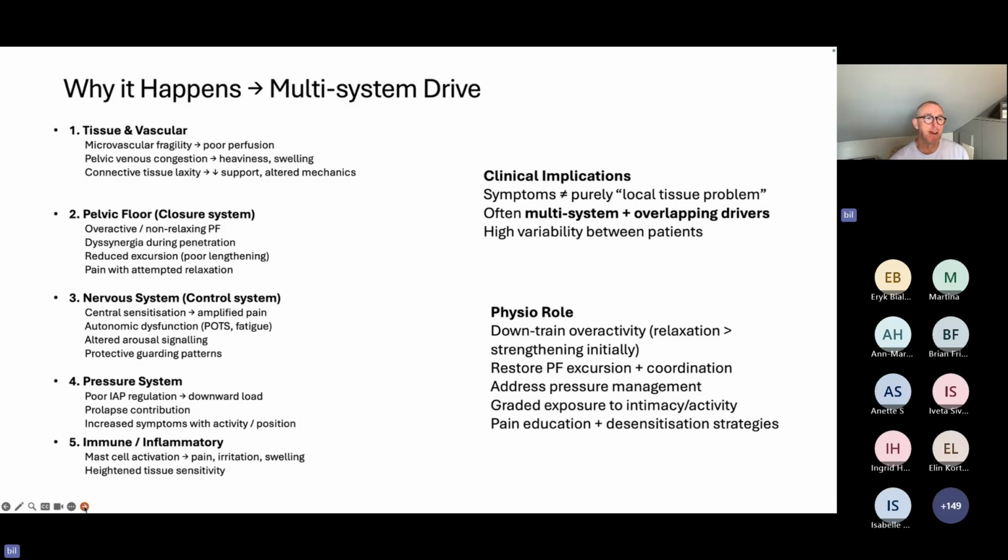The pelvic floor closure system, again, is overactive and non-relaxing. Dyssynergia during penetration: if you put a finger, a penis, or a toy close to the pelvic opening, the pelvic floor tends to contract and not relax. Maybe there's reduced excursion or poor lengthening of those muscles or the vaginal canal, and then pain with attempted relaxation. There's also the sense that if sex has been painful for a while and you've not reported it to anybody, there's a predictive component in your brain that you always think it's going to hurt. So you preempt that pain by getting tight before you even have sex.